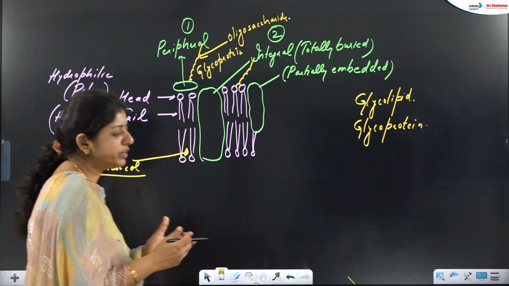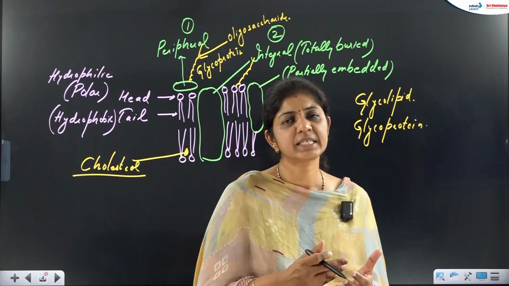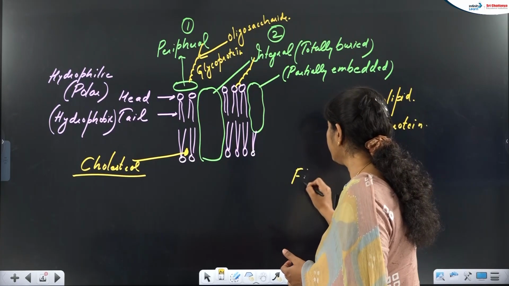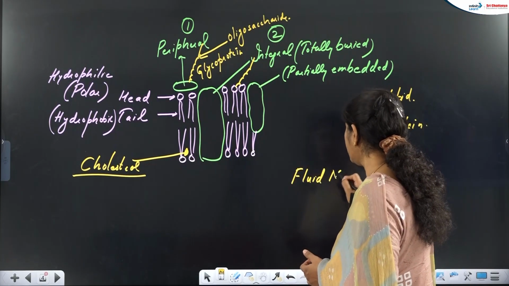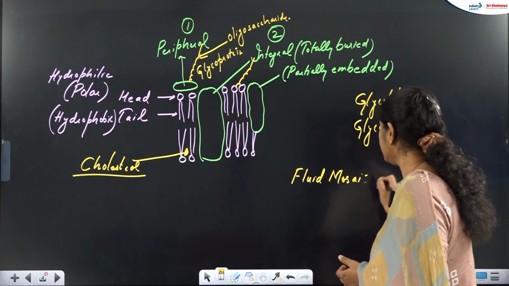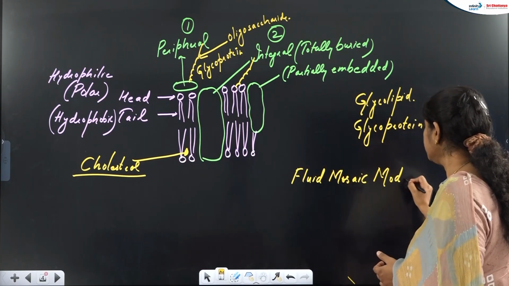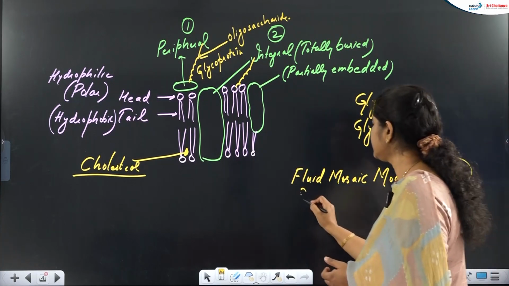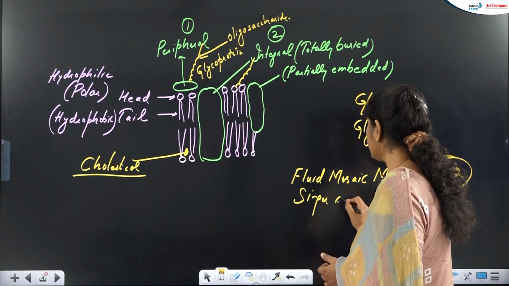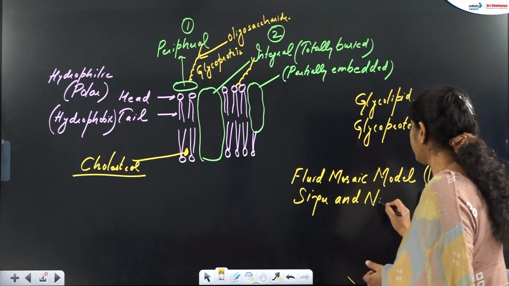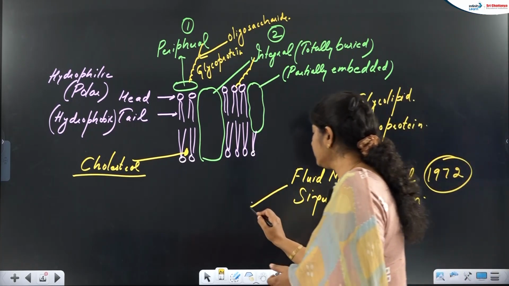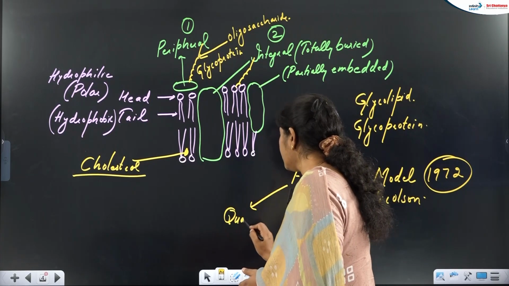And the model, which is a modified model and the most accepted one given for this cell membrane, is the fluid mosaic model, given in the year 1972 by which scientists? Singer and Nicolson, right? They had given that model where the fluid nature means quasi-fluid.